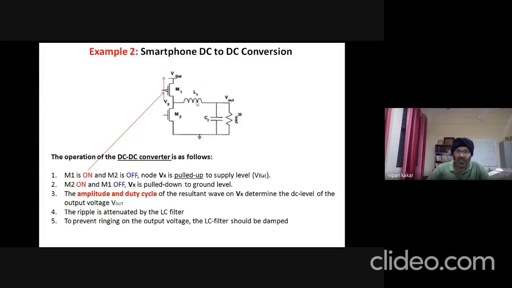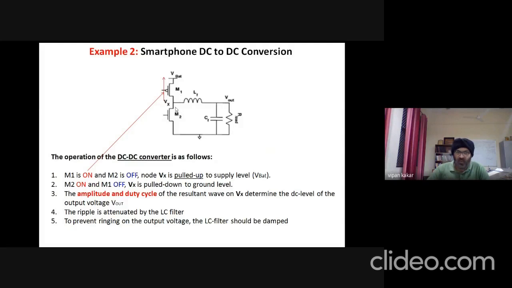Another application, again smartphone. This is simply how you can step down the voltage. So these two transistors are there. This is a PMOS transistor, this is NMOS. M1 is PMOS, M2 is an NMOS transistor. And when M1 is on, M2 is off. We know that PMOS and NMOS are complementary to each other. So when M1 is on, M2 is off, and the same drive signal goes over here.